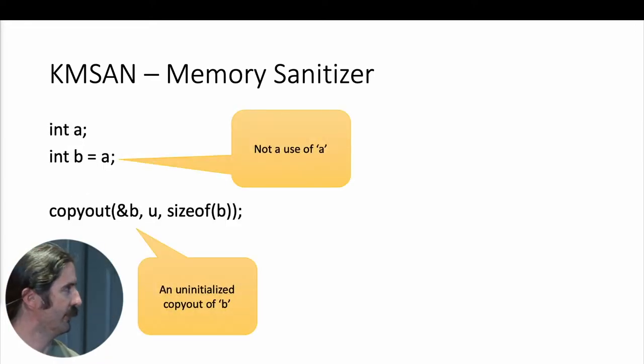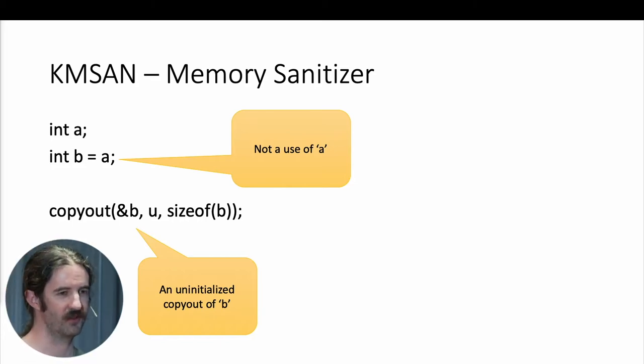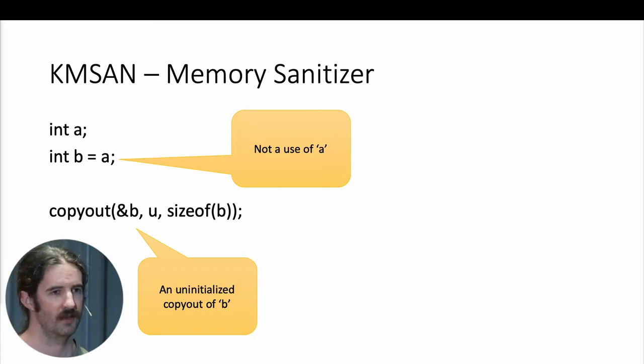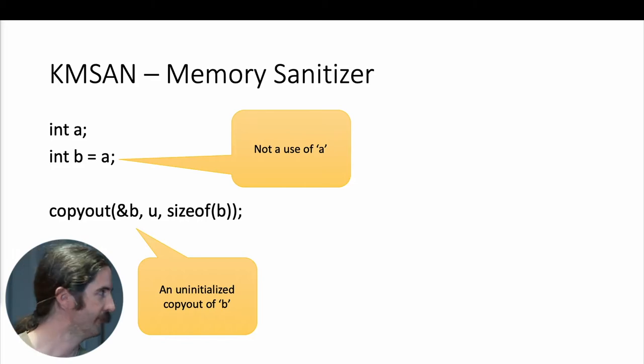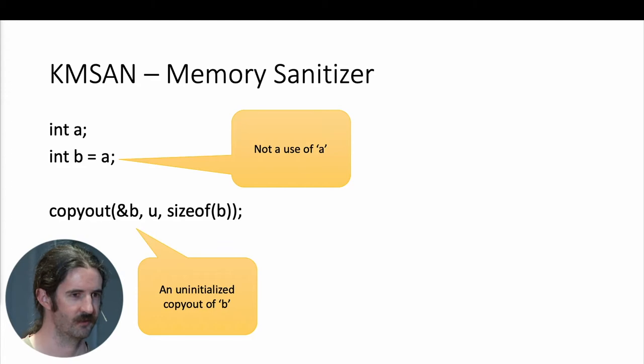So here we go. Here's an example: we create a variable. B equals A is not a use in this case, because it's not in a conditional. It's not being used to change the flow of the program. It's just an assignment. So the fact that A is uninitialized will propagate to B. And then on copy out, which is copying from kernel to user space, we'll warn that you've used an uninitialized value at that point.